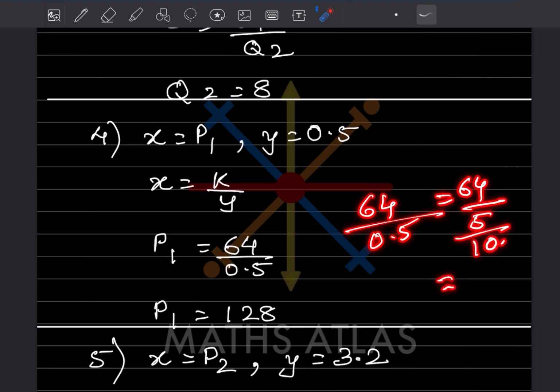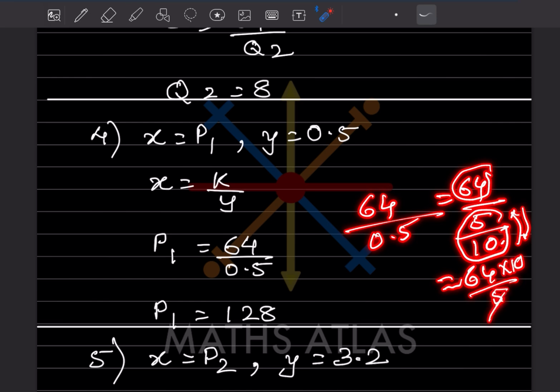So now what will you do here? This 64 is in the numerator, this is in the denominator. So this is going to get flipped over. So 64 into 10 by 5. 5 ones are 5, 5 twos are 10. So 64 twos are, that will be 128. Hope this part is clear to you. So without using a calculator, you can find out this value even though it is in decimal. So you can do this method.